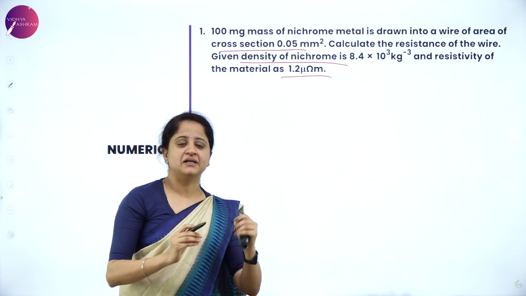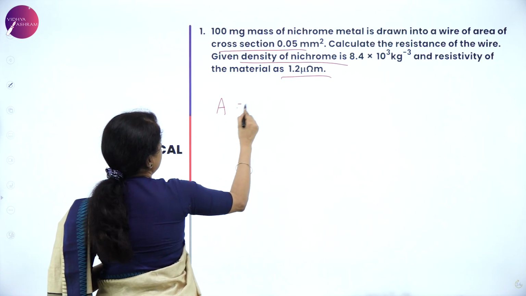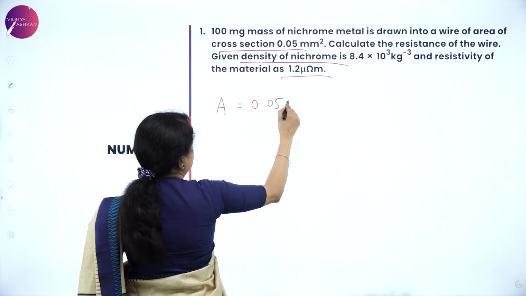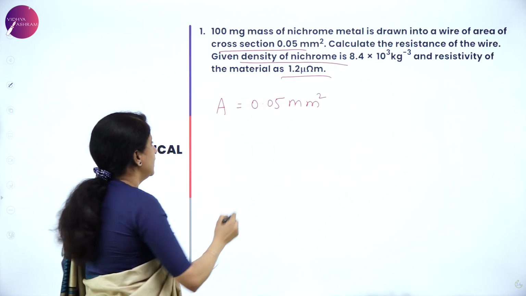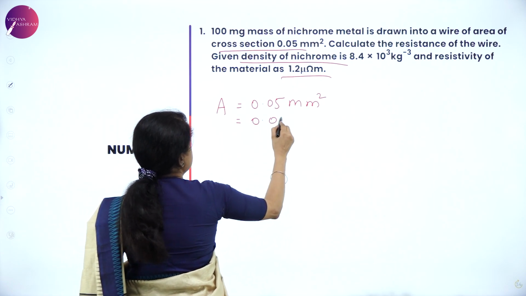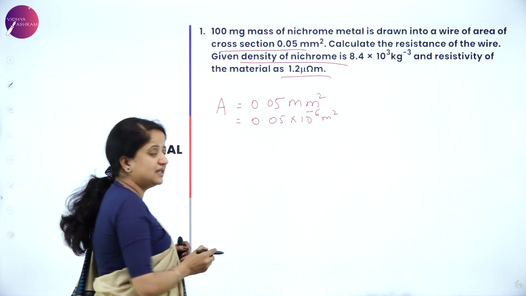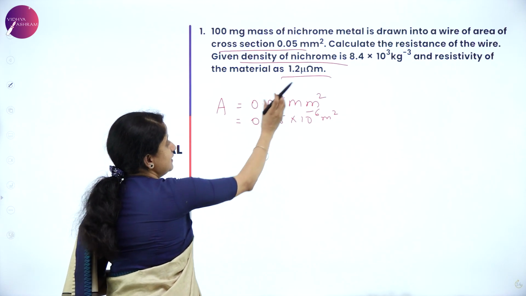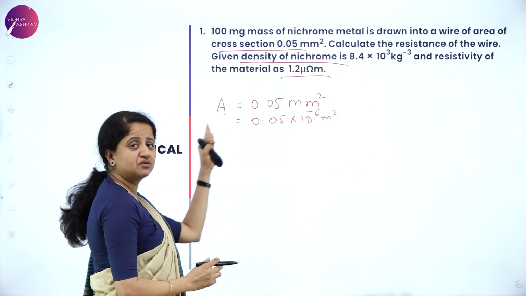Here the nichrome metal is drawn into a wire of area of cross section 0.05 millimeter square. We just have to reduce this to meter square and we get the value 0.05 into 10 power minus 6 meter square, because milli is 10 power minus 3. Here we have millimeter square and here the meter square is a unit of area.